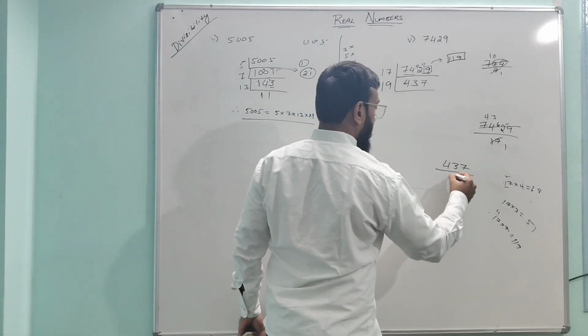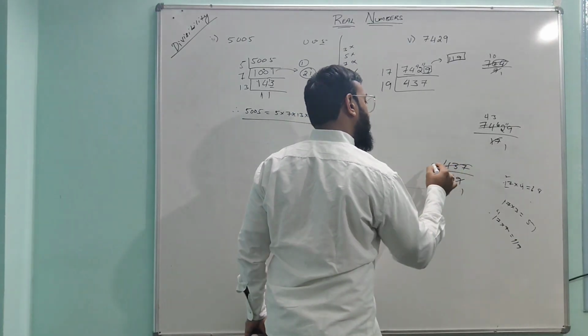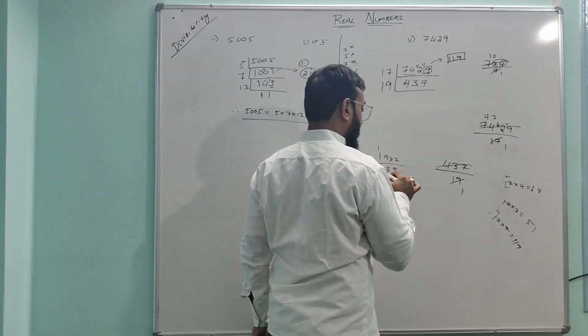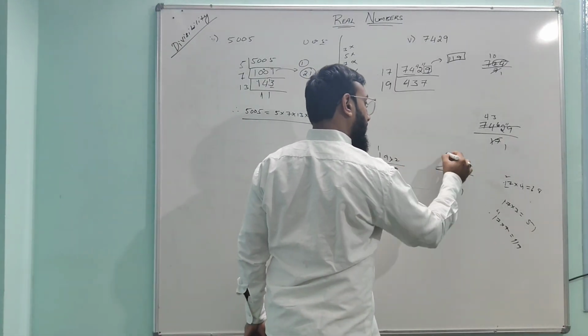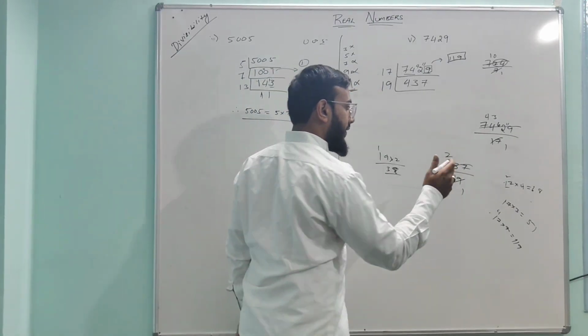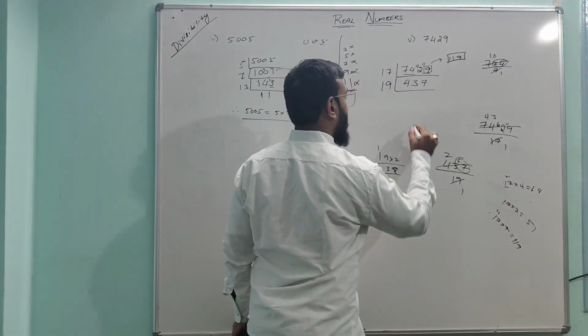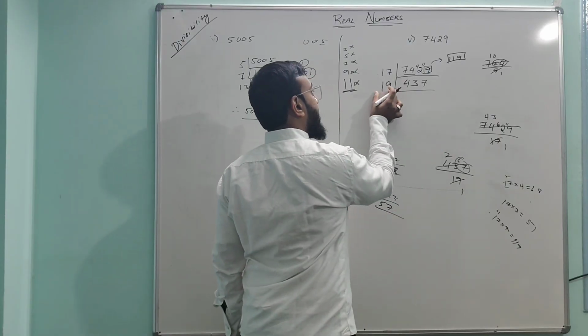437 divided by 19. 19 ones are 19, 19 twos are 38. How much is remaining? 5. This became 57. 19 threes are 57, correct? So this number is divisible by 19 only.